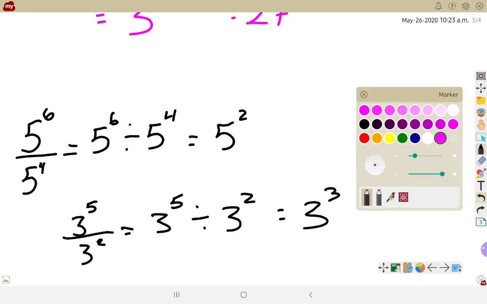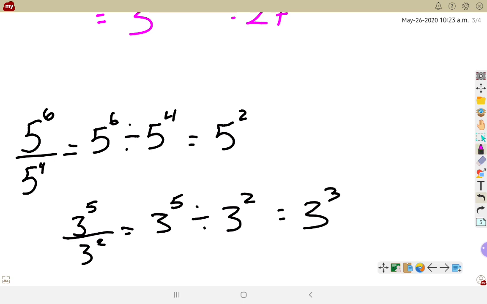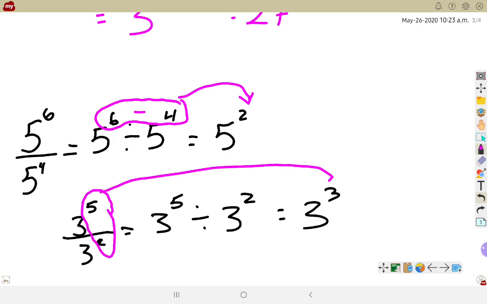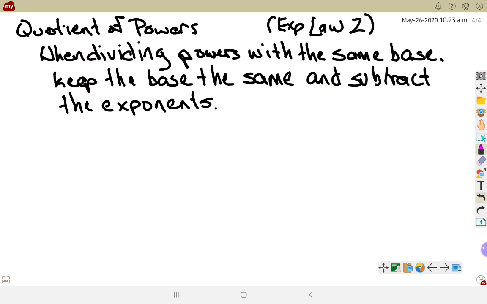So hopefully you notice this pattern. Since I was dividing, the exponents ended up subtracting. 5 minus 2 gave me that exponent of 3. And that is our second of the exponent laws. It's called quotient of powers. When dividing powers with the same base, we're going to keep the base the same and subtract the exponents.